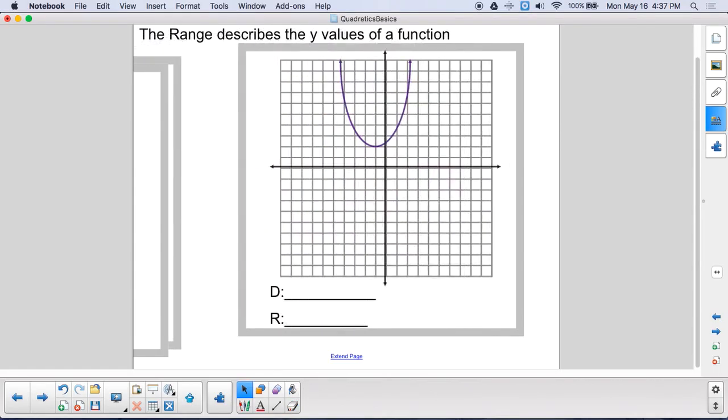And the last one. Domain, still all real numbers. The range, in this case, is y values that are greater than or equal to 2.